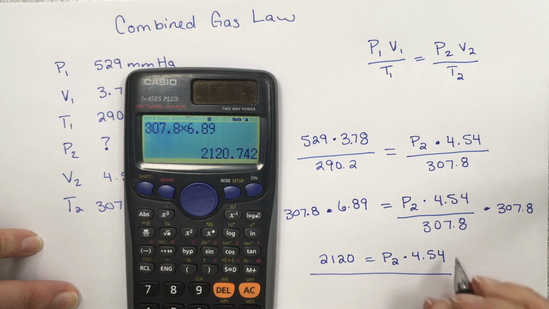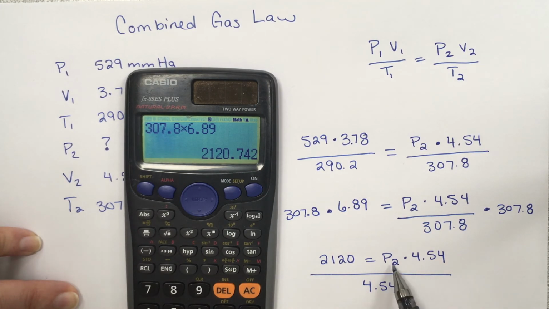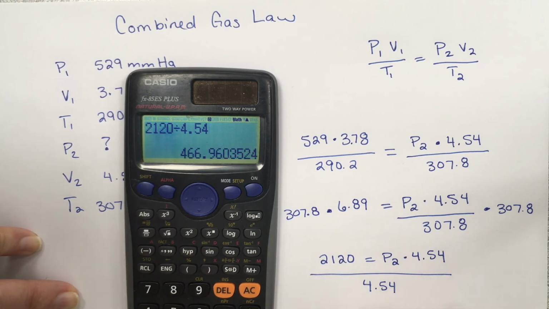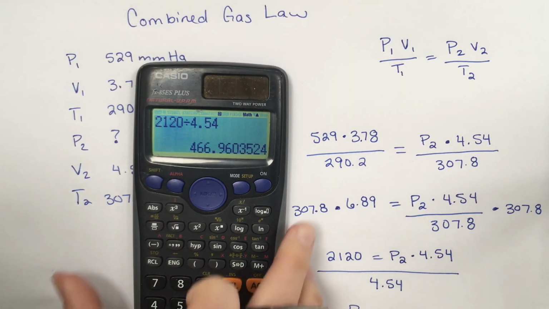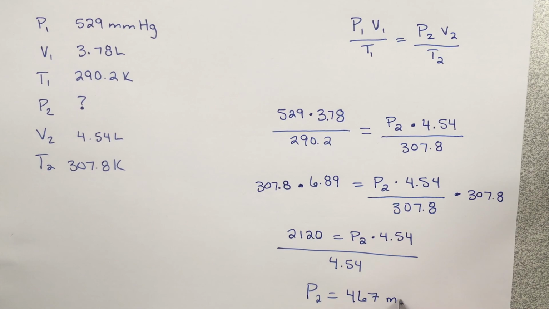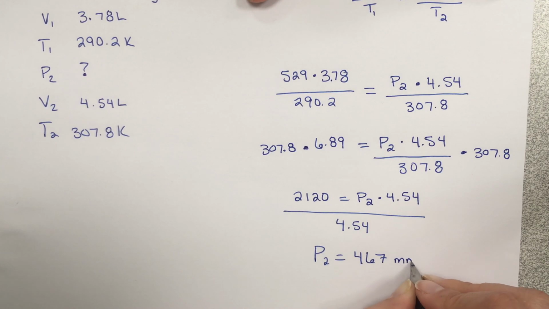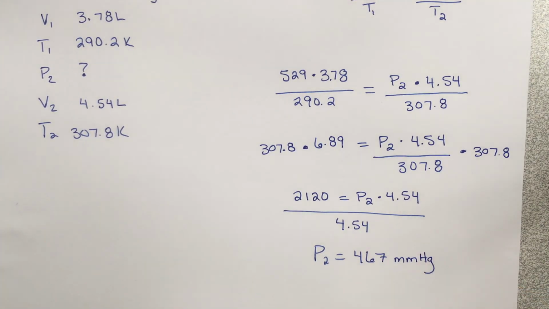Okay, and then we all know algebra, even I do. So 4.54, we're just dividing to get this by itself. So we're going to take 2120 divided by 4.54, and P2 will equal 467, with three significant figures. And the units will be millimeters of mercury. Can you see? Okay, and that's it.